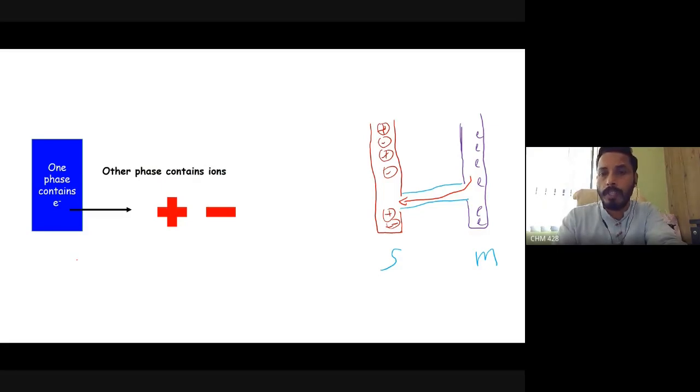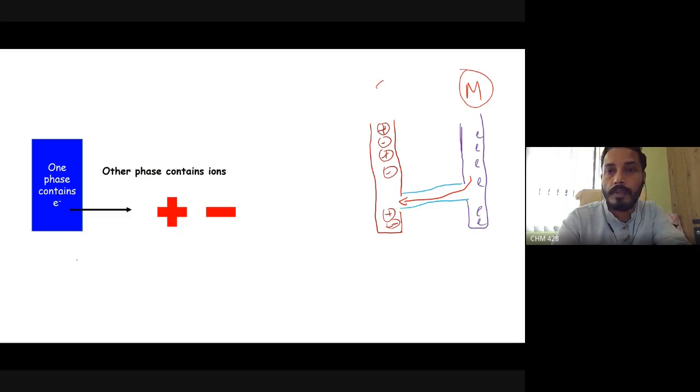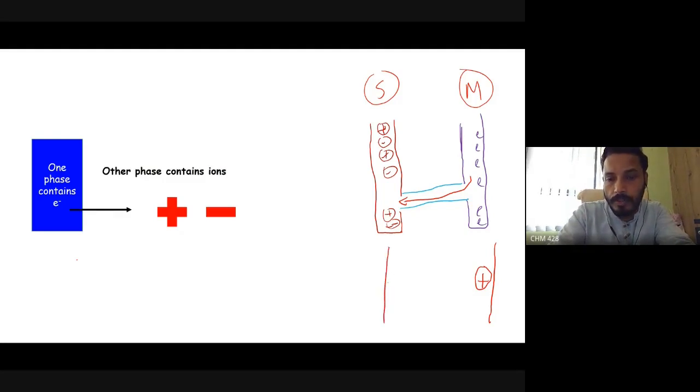The consequence is very simple. I'll just erase this, I'll put it at the top. Metal, solution. What is the consequence of this electron flow? Your metal tank will acquire a positive charge. Okay, this is your metal tank side. And what about the solution tank side? It will acquire a negative charge. I hope it is clear.